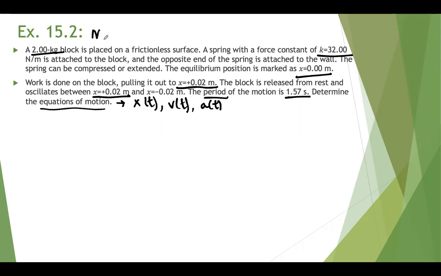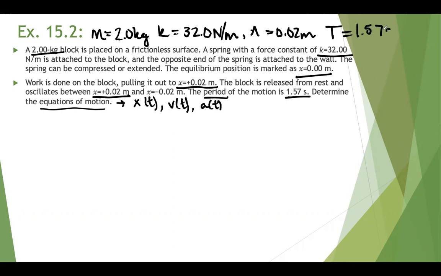Okay, so we have the mass is 2 kilograms. We have our force constant, K, is equal to 32 Newton per meter. We have our equilibrium position is x equals 0 meters. And we have the distance that we pull it out. So that's going to be our A. Okay. We have our period, which is T equals 1.57 seconds.